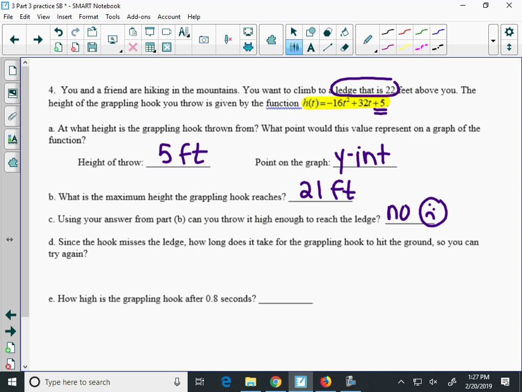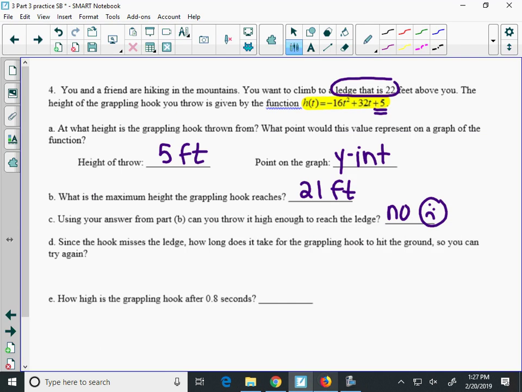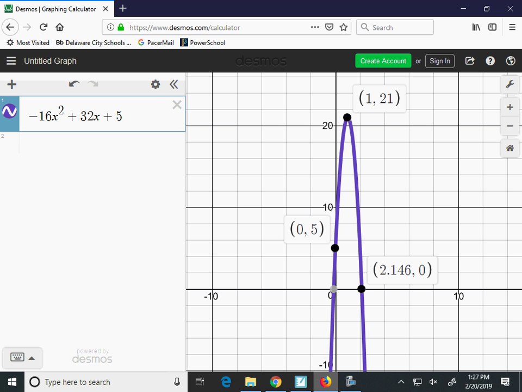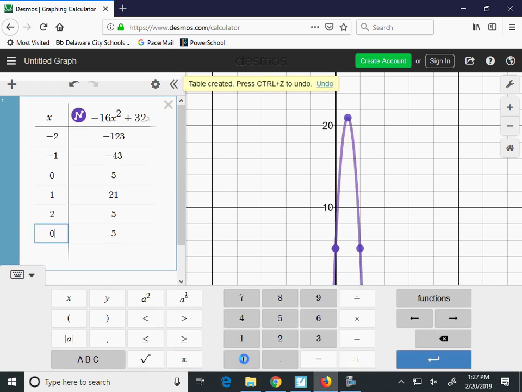Since the hook misses the ledge, how long does it take for the grappling hook to hit the ground so that you can try again? Well, that features the x-intercept, and that would be 2.146 seconds. So you don't have to wait very long, only just over 2 seconds to try again. How high is the grappling hook after 0.8 seconds? 0.8 seconds is an x value. So we go into our table, and we're going to type in 0.8, and it tells me that the height is 20.36 feet.